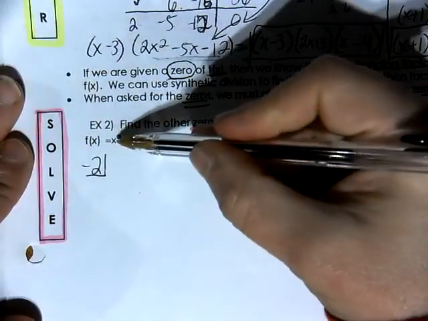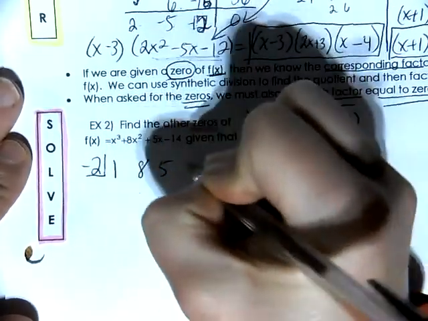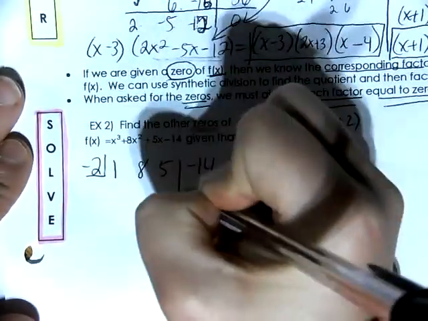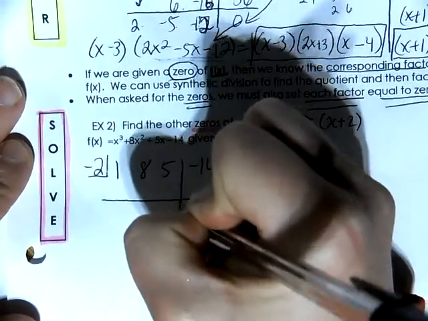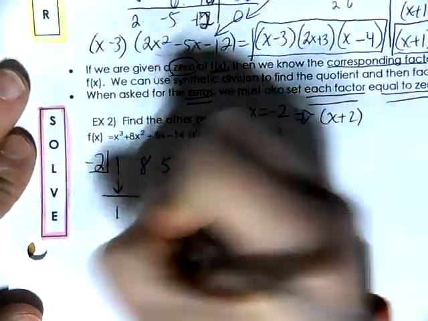And I'm going to make sure every degree is represented, 3, 2, 1, 0. And I'm going to write 1, 8, 5, and negative 14. Always try factoring by grouping first, but I'm here to tell you it doesn't end up working out in this problem. I'm going to bring down the 1.